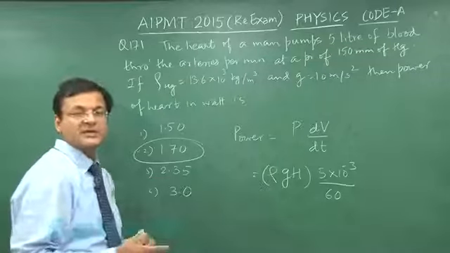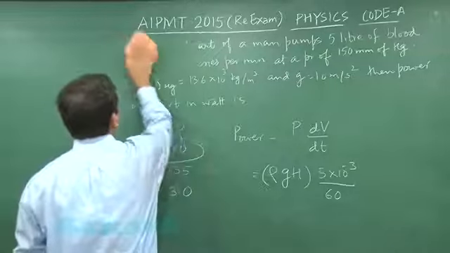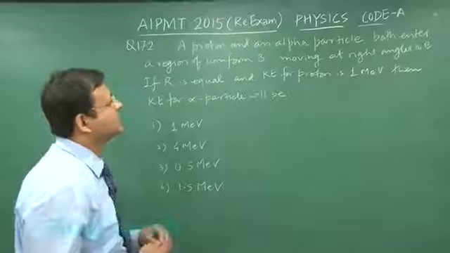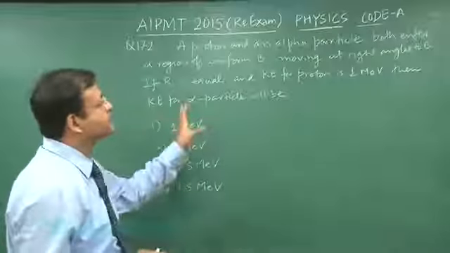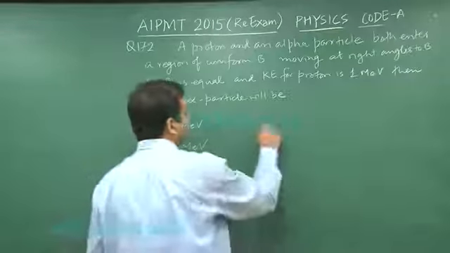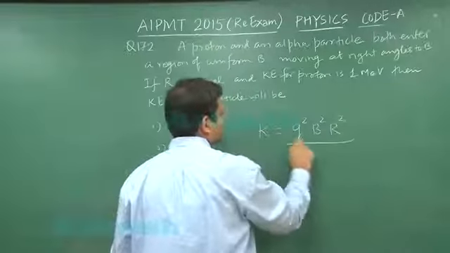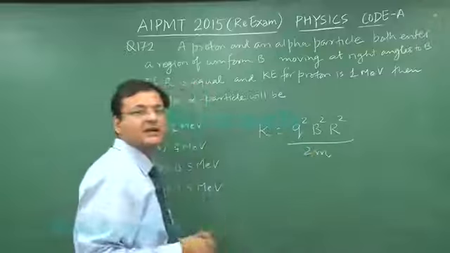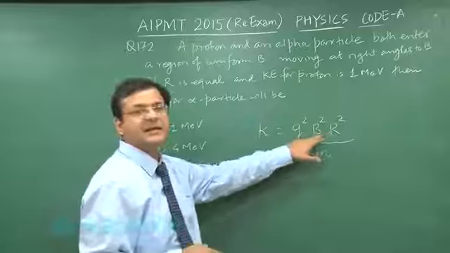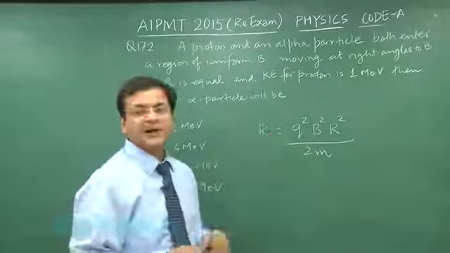Switch over to next question 172. Now this is again a direct formula based question in which a charged particle is moving in a uniform perpendicular magnetic field. What is the expression for kinetic energy? Directly you can use Q square B square R square by twice the mass, and it's again a comparison based question. They have given in the question that the radius is the same and magnetic field is the same. Kinetic energy of proton and alpha particle is to be compared.